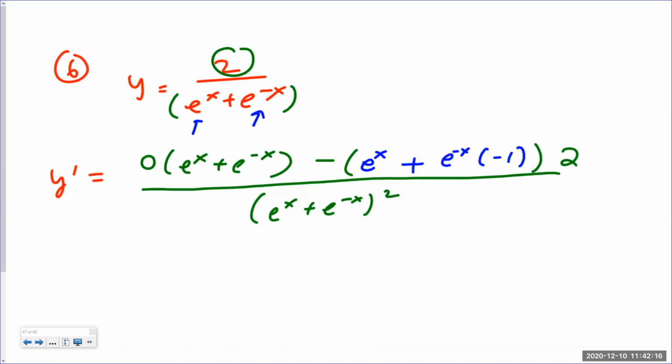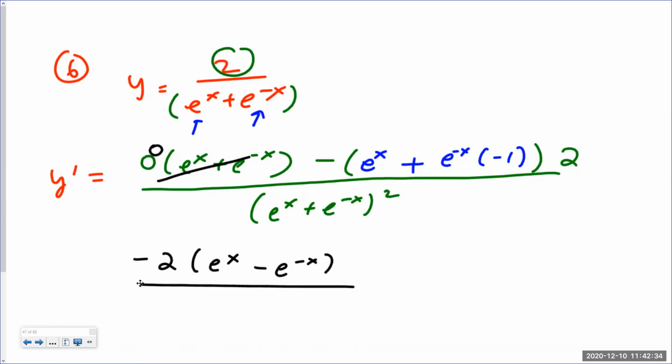Okay, I'm going to go ahead and simplify things. 0 times anything is 0. You still have this negative though. So this is actually negative 1 times 2. So I'm going to move the negative 2 here. And this in the parentheses will be e to the x minus e to the negative x, all over e to the x plus e to the negative x quantity squared. Okay. You have to stop there. You might not want to stop there, but this is a negative and this is a plus. So there's no way to simplify these two.